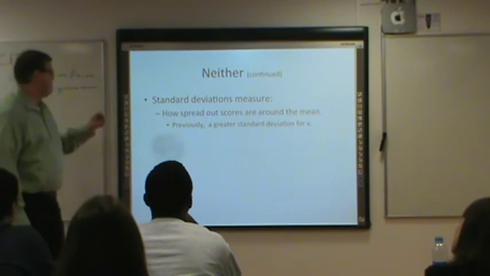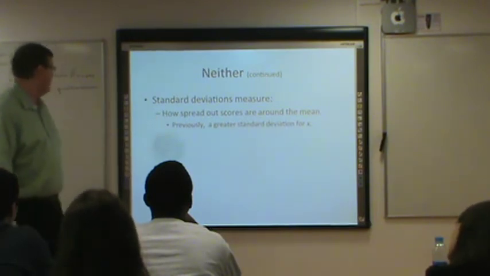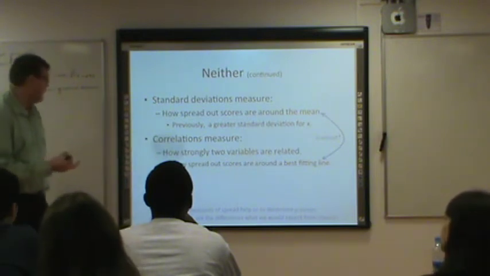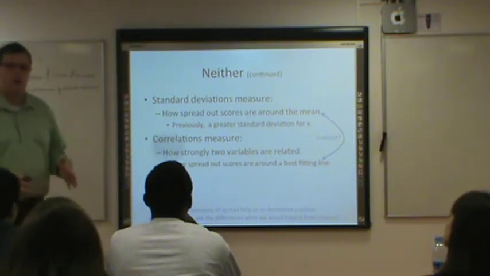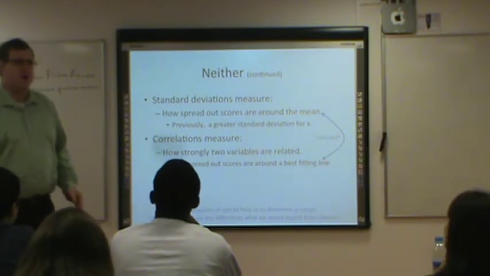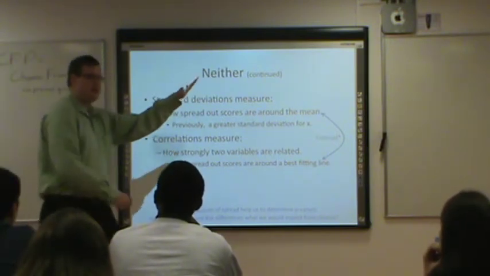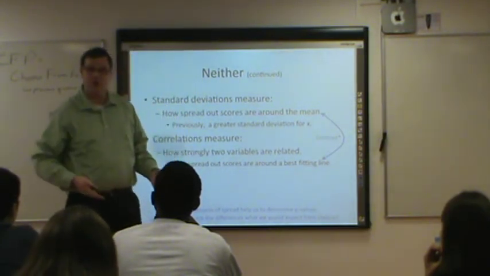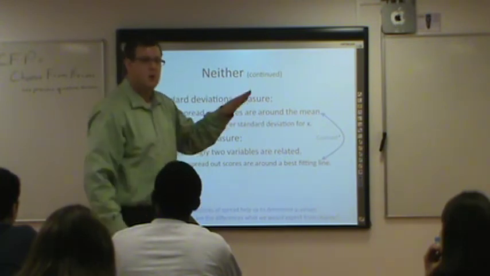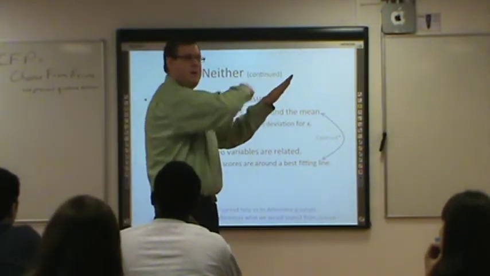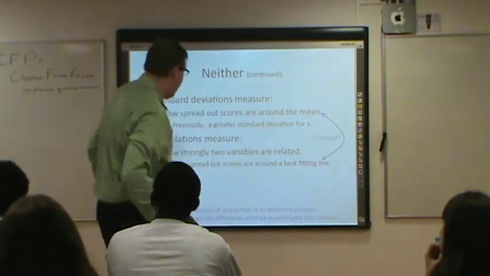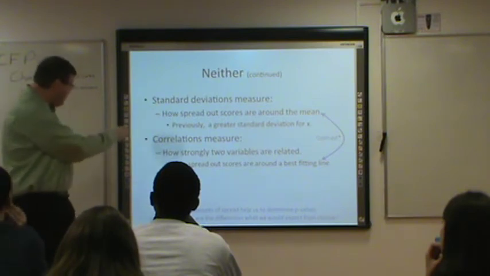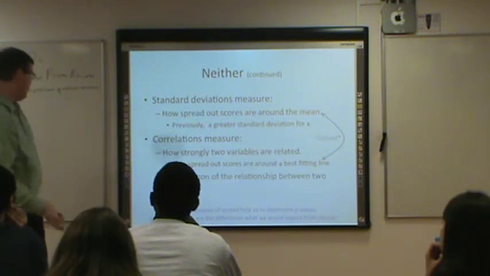Okay, so the standard deviations measure how spread out the scores are around the mean. The correlations measure how strongly 2 variables are related, how spread out the scores are around some best fitting line. So in those previous examples, you can imagine a line that you would draw through all those points to describe overall what's happening. Does that make sense? So the line that best describes the average tendency of how the dependent variable changes with the independent variable is going to give you the correlation.